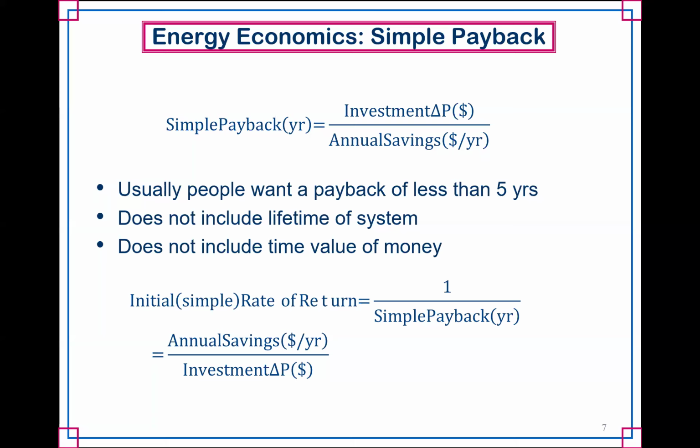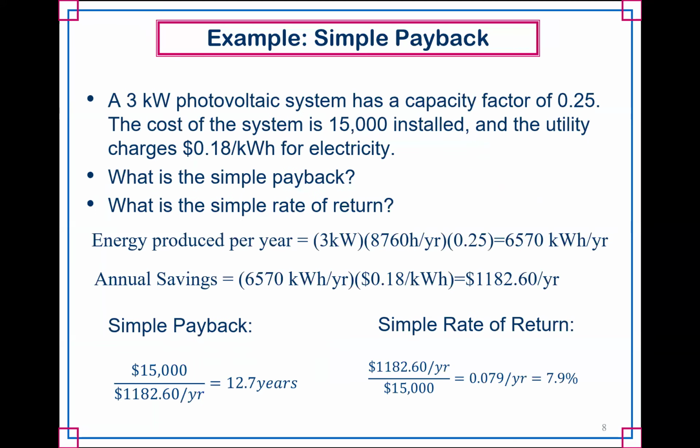And so if you want to do your initial rate of return, you can take 1 over the simple payback, or you can take the annual savings and divide by your investment, and then you get your initial rate of return. So let's take an example using simple payback. You have a 3 kW PV system.